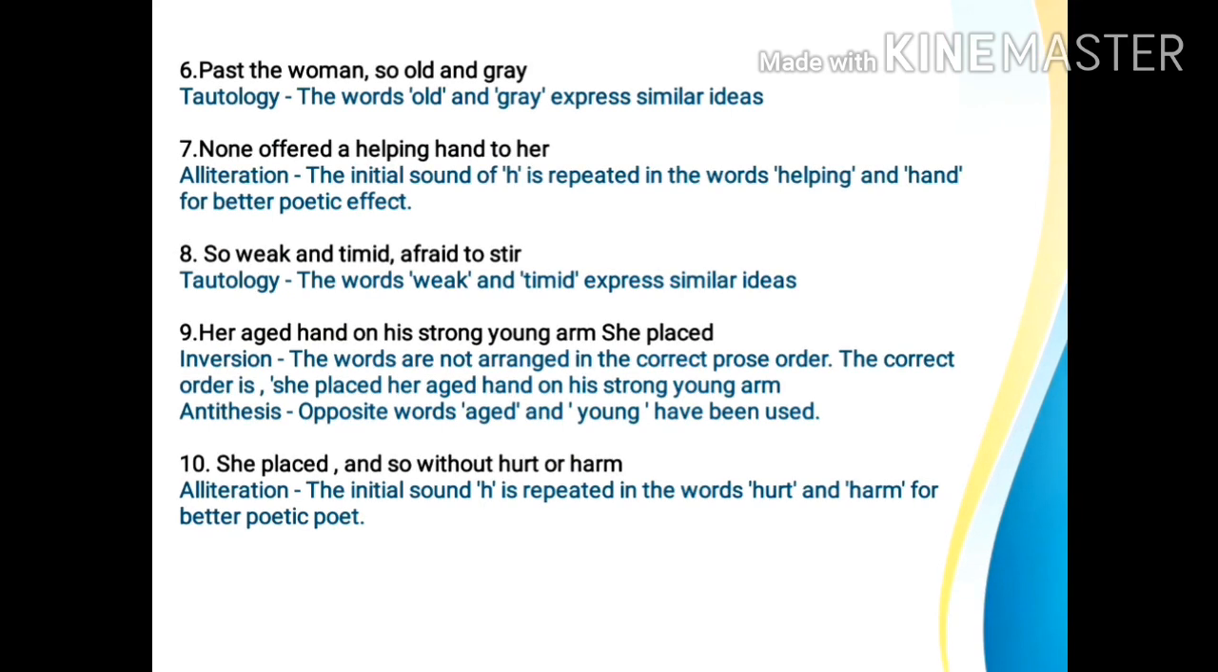The last line. And so without hurt or harm. The figure of speech used in the last line is alliteration, because the initial sound H is repeated in the words hurt and harm for better poetic effect. So this is the end of the poem and the figures of speech used in this poem. I hope students you all understood the poem well. Thank you.